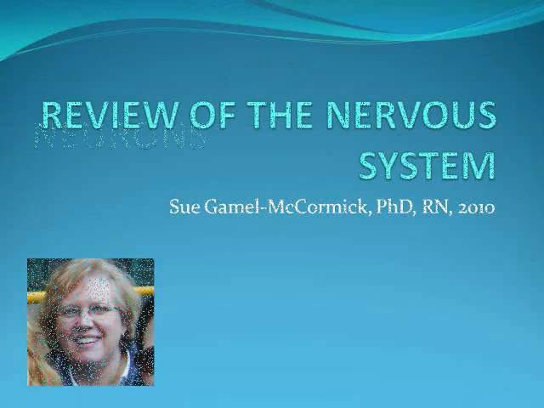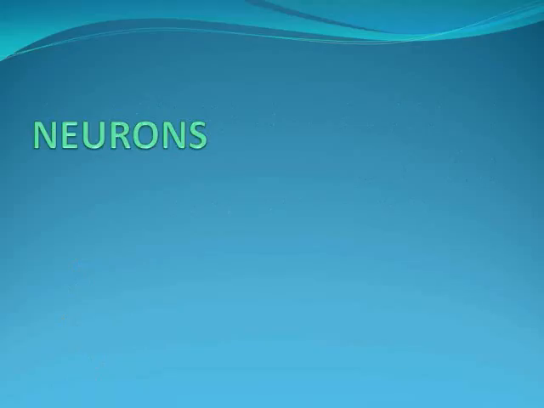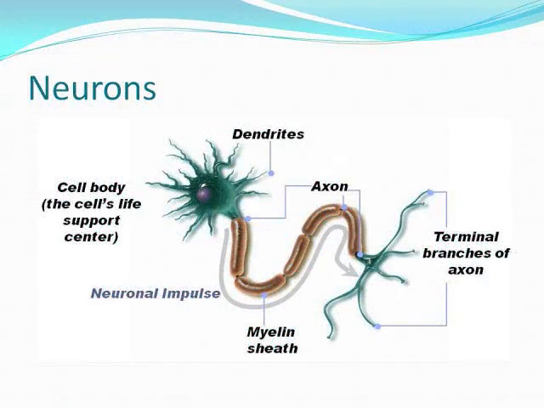Review of the nervous system. The neurons. Right, here's a picture of a neuron. You see the cell body with the dendrites coming out of the head, or the major part of the body, the long axon, which is covered by a myelin sheath, and at the bottom, the terminal branches of the axon.